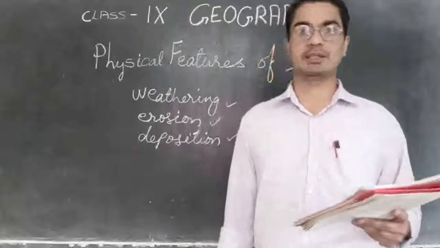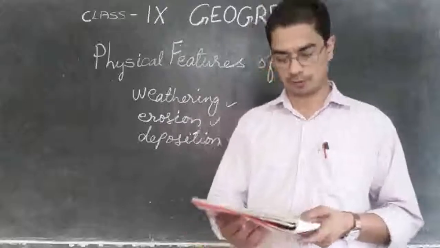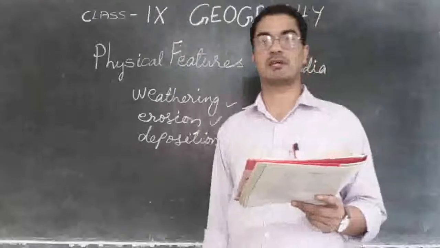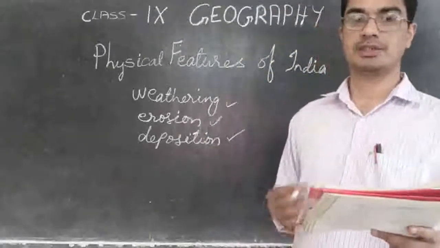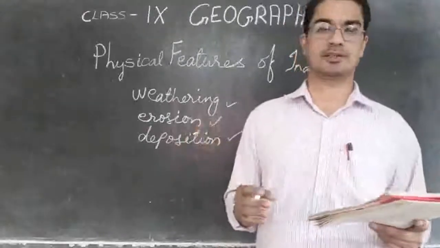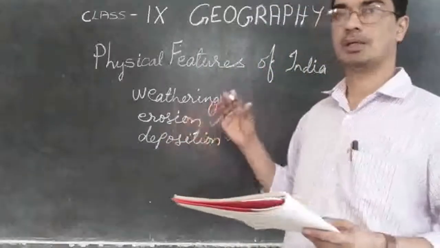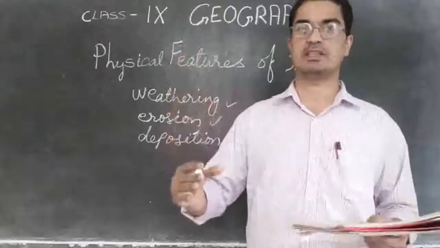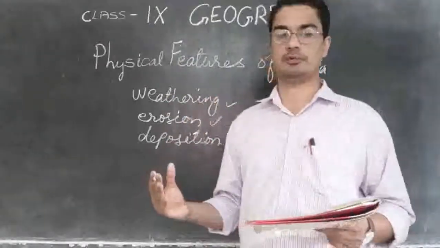Then the earth scientists have attempted to explain the formation of physical features with the help of some theories based on certain evidences. The geologists, meaning the scientists who study about the earth, have come up with some explanation to tell us how the earth has reached the present form, like the mountains, the valleys, the plains, the deserts, all that. So how it has all been formed.